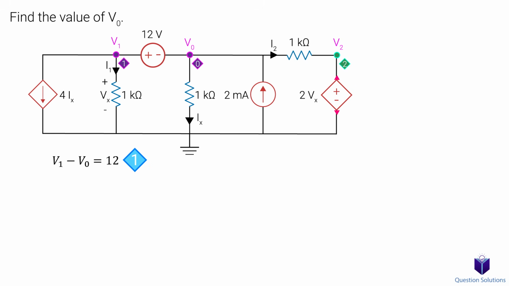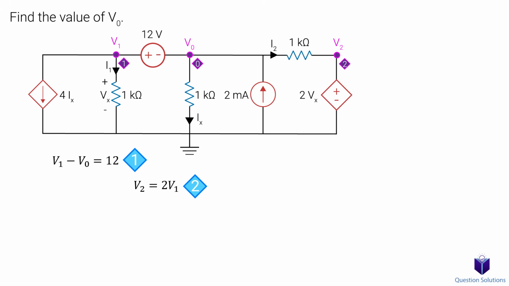Next, let's look at node 2. We see that a dependent voltage source is connected between node 2 and ground. So that means the node voltage of node 2 is 2Vx. That's the voltage of our dependent source. But notice that Vx is actually equal to V1. In other words, the voltage across this 1k ohm resistor is V1. So we can write Vx in terms of V1. That is our second equation.